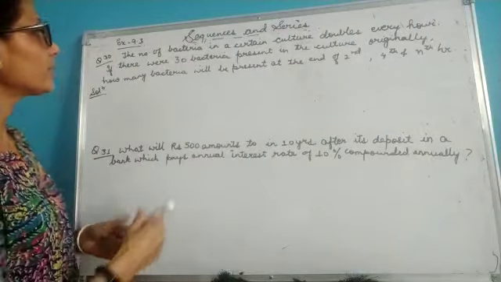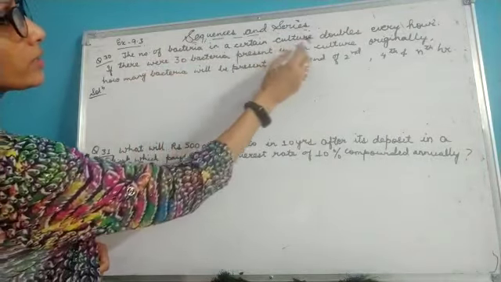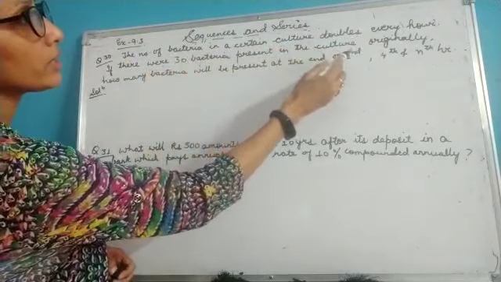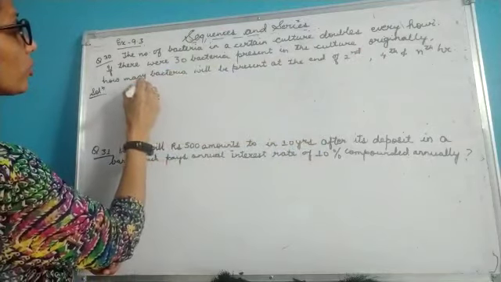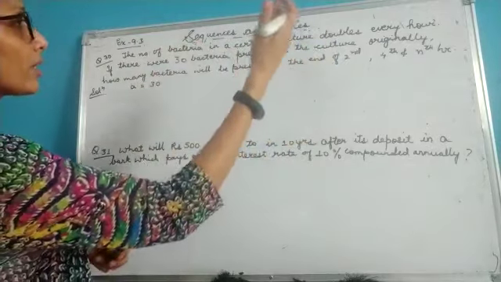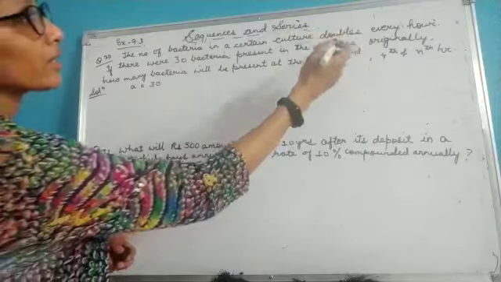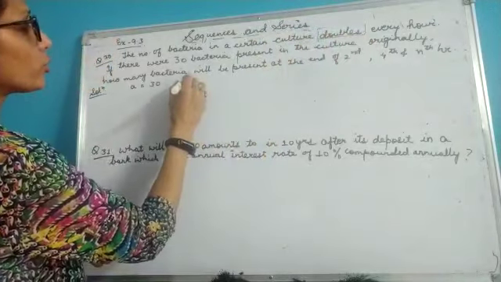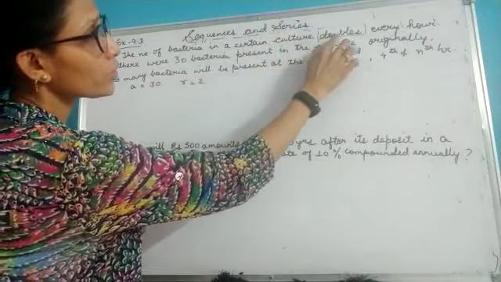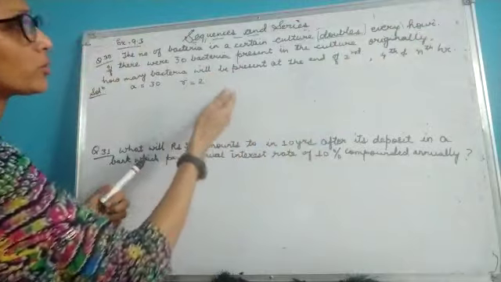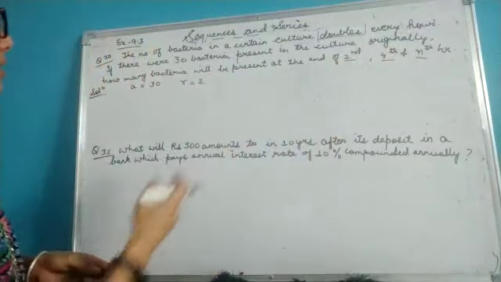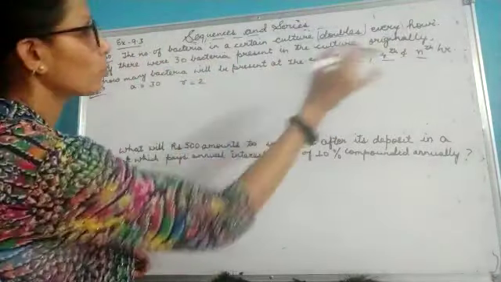Let's see this, children, here. The number of bacteria in a certain culture doubles every hour. If there were 30 bacteria present in the culture originally, that means your a is given to you as 30 and it is doubling after every hour. That means your common ratio is 2. Here you need to find out how many bacteria will be present in the second, fourth or nth hour.